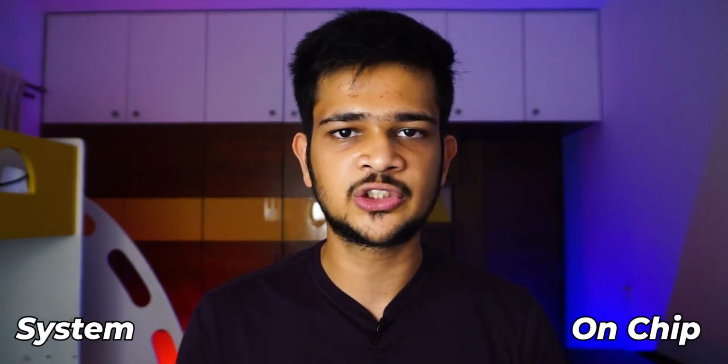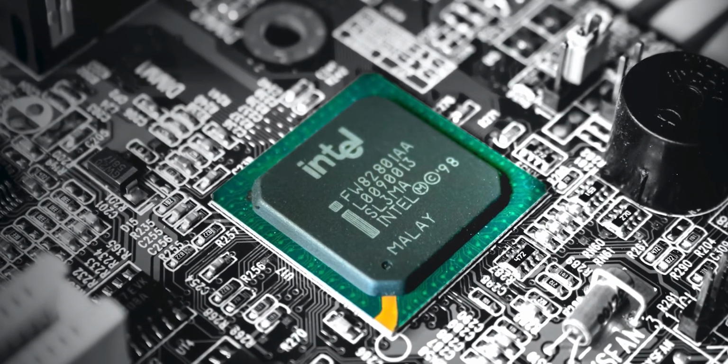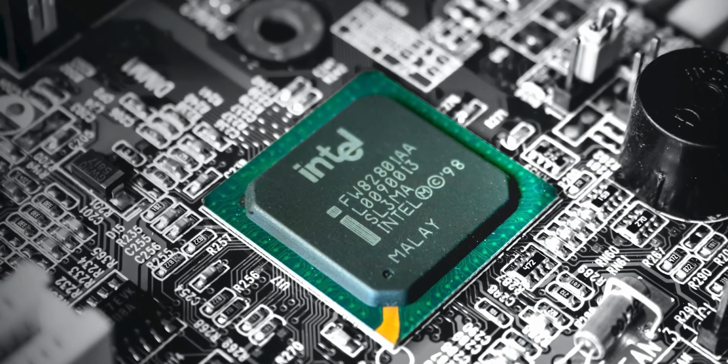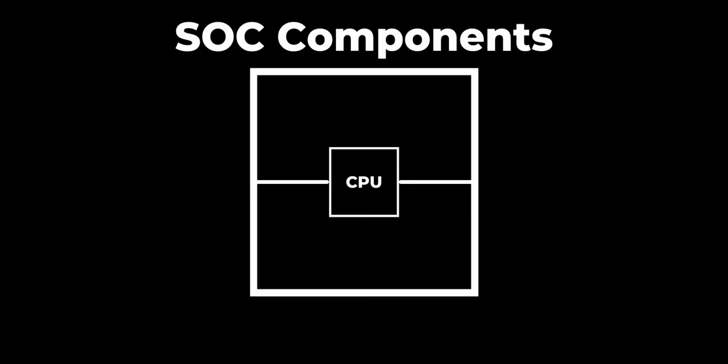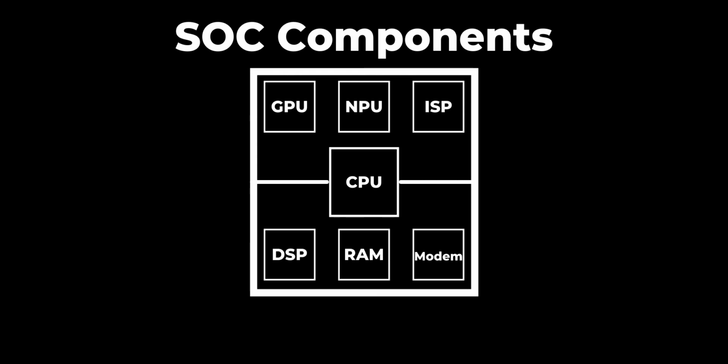Alright guys, so SoC stands for System on Chip. Now a lot of people think that SoC and processor are actually the same. Well, it's actually not like that. So in computers, we generally call the CPU the processor, whereas SoC actually contains the CPU, GPU, NPU, ISP, DSP, RAM, and a little bit more in one PCB only. So in SoC, the CPU is just one part of it.